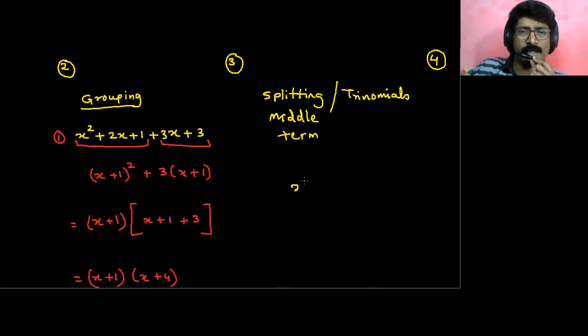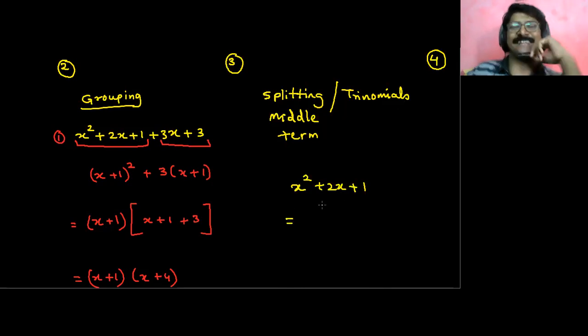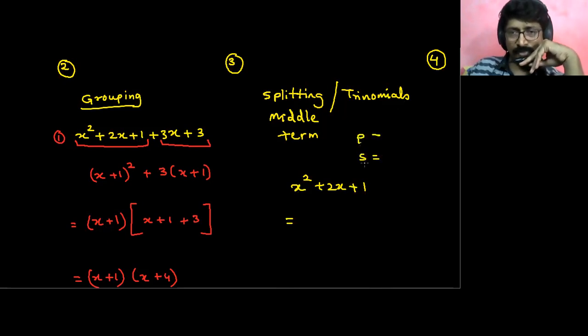So if it is x square plus 2x plus 1, now suppose some people do not understand this. Now how to factorize this? X square plus 2x plus 1, simple. There is something called as product and sum concept. You can remember Prashant. P stands for product and S stands for sum. So product is over here 1 and the sum is over here plus 2.